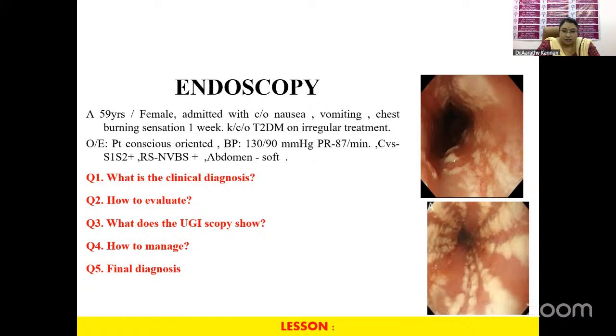She was subjected to an endoscopy or UGI scopy. The pictures are shown here. What are the findings you can see in this picture here? So with this, what will be your final diagnosis and how will you manage this patient?